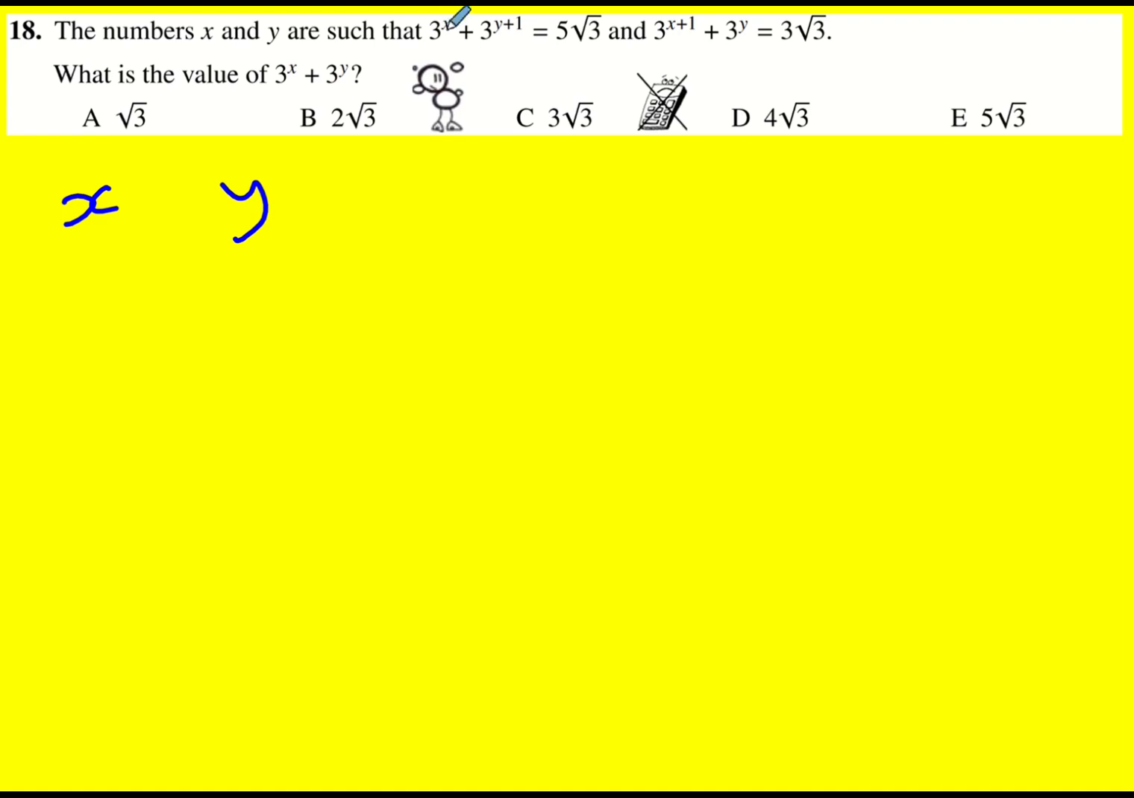But here we've got 3 to the x and then 3 to the y plus 1, whereas over here it's 3 to the y. So here's the thing, we've got to try and write them both in terms of 3 to the y. And we can do that because 3 to the power of y plus 1 is actually 3 times 3 to the y. Essentially, I've undone adding the powers. I just separated it out. And that is equal to 5 root 3.